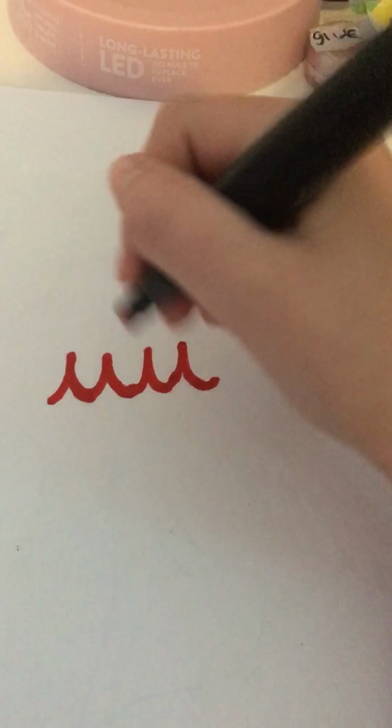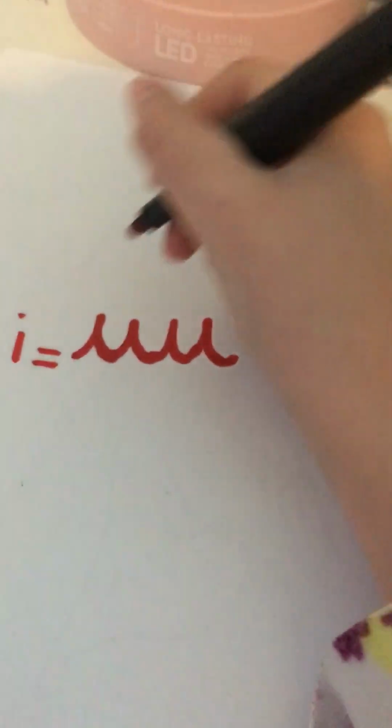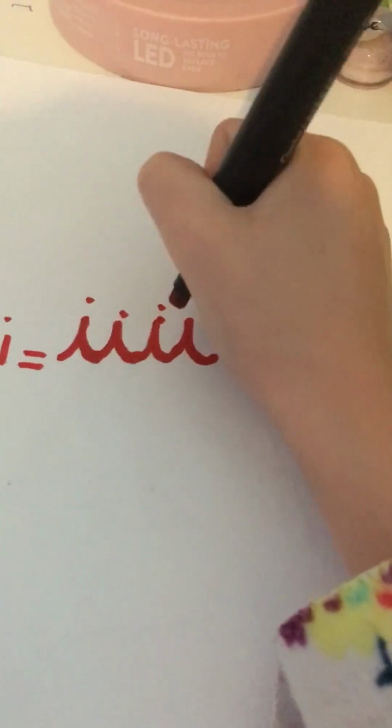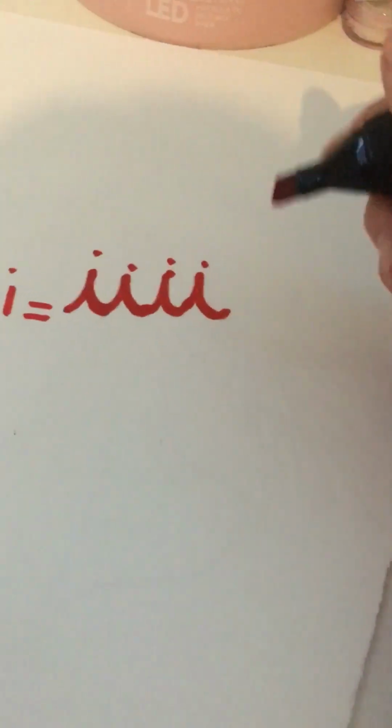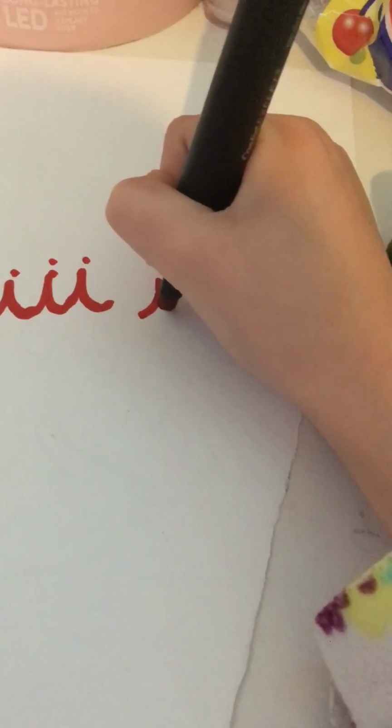Guess what letter this is? If you guessed it right, this is the letter I. Now you can dot your I's like that. Okay, now how to draw it individually? You just go up, down.